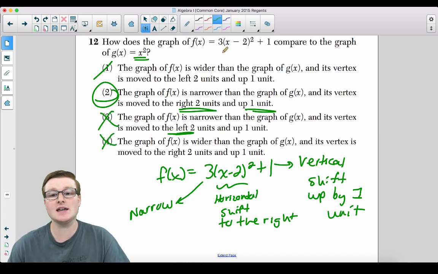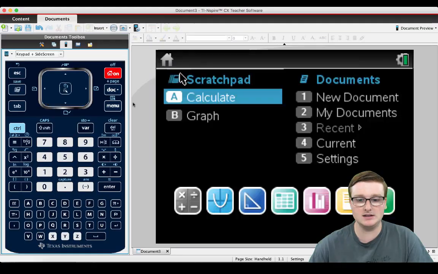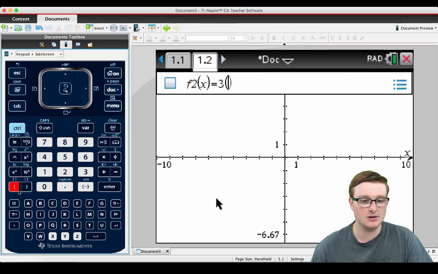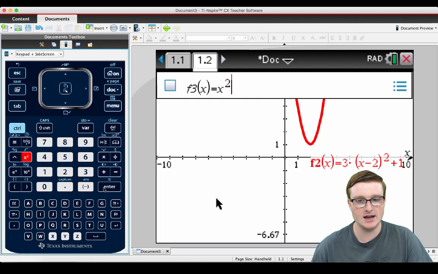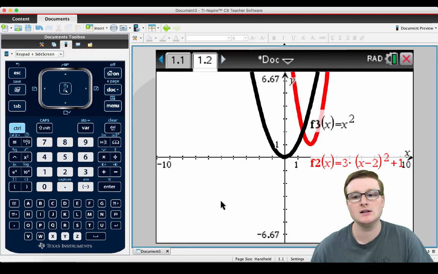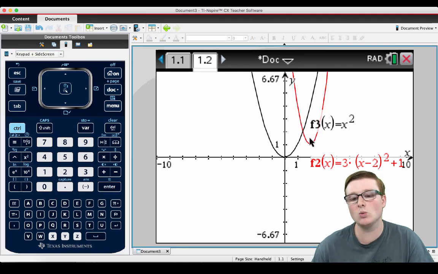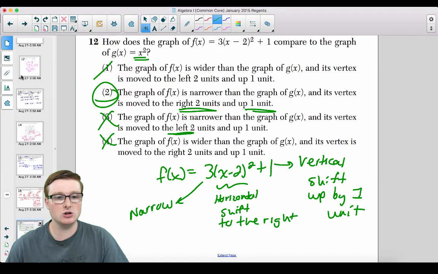Now, if you didn't like that way, just by knowing your transformation rules, you could have just graphed these. You could have gone to your graphing calculator and said, okay, 3 times x minus 2 squared plus 1, and then you could have graphed x squared and seen what happened. And as you can see, 2 to the right, 1 unit up, and it gets narrower. Pretty simple.